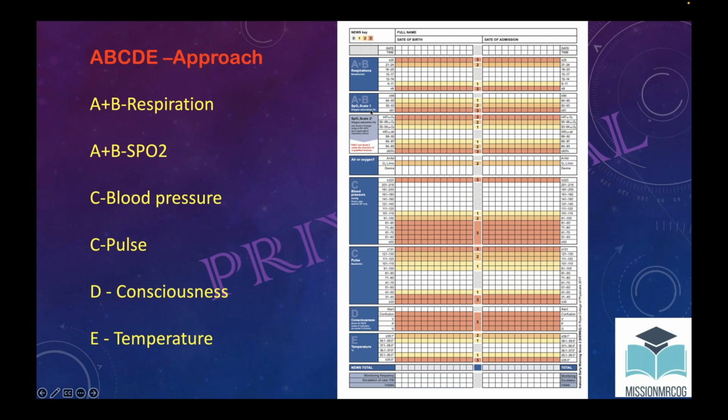C will be the blood pressure. This C will be the pulse. D is the consciousness, that is the AVPU score, and E is the temperature. And you can see here the NEWS total. Here the NEWS total has been written.